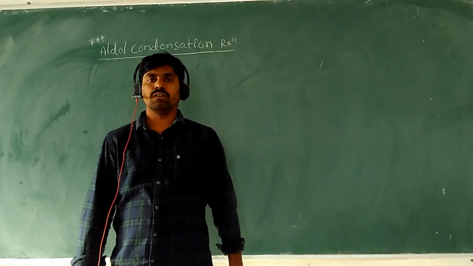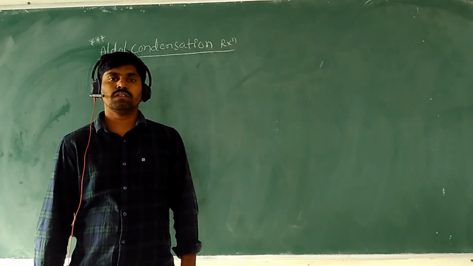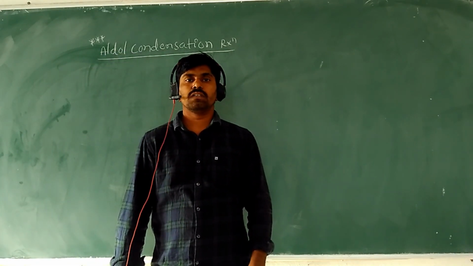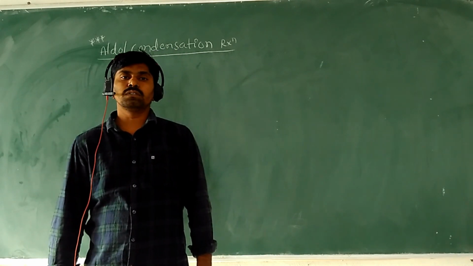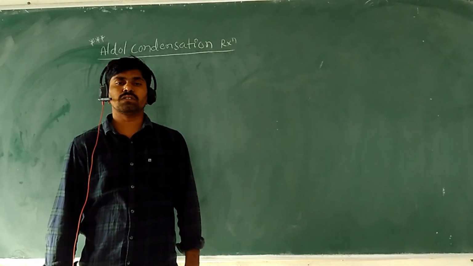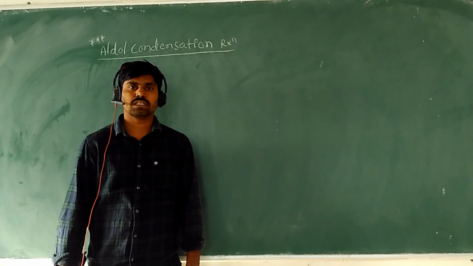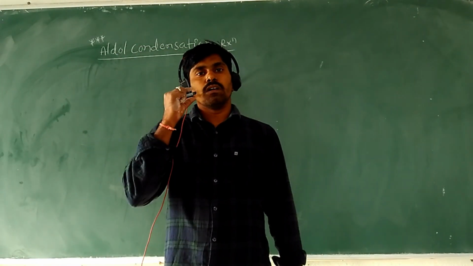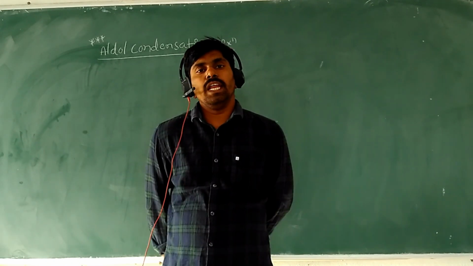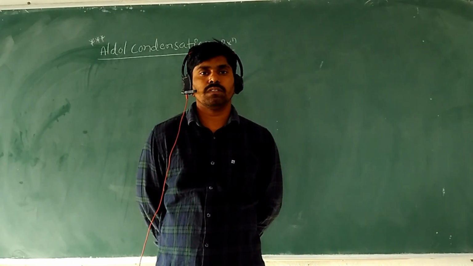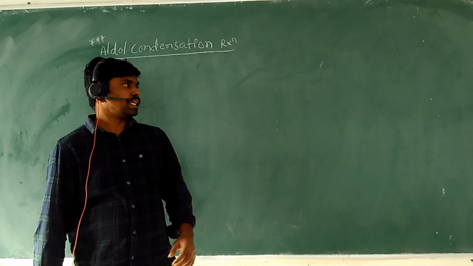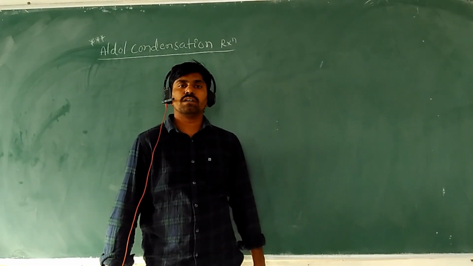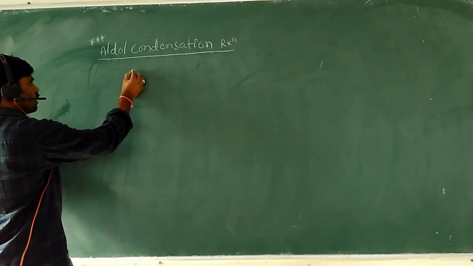If the aldehydes or ketones have alpha hydrogens, those carbonyl compounds react together in the presence of dilute base, and form a beta hydroxy aldehyde or ketone. Is that clear? What I am saying? At least one alpha hydrogen must be present. See here, I am writing that.